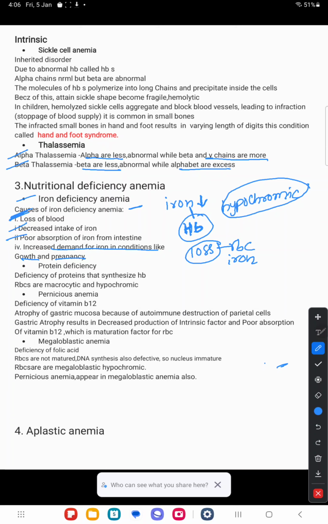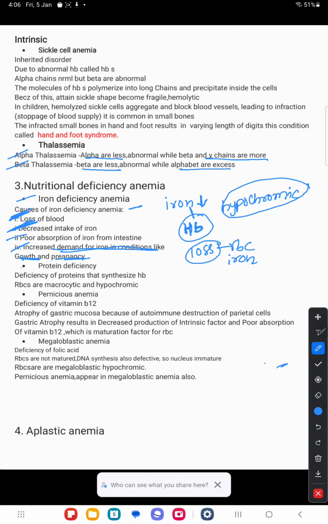So there is loss of blood and decreased intake of iron. Some persons' food may not contain iron, which may cause iron deficiency anemia. Then poor absorption of iron from intestine, and increased demand for iron in conditions like growth and pregnancy. During growth and pregnancy, we require more iron, so the person may have iron deficiency anemia.